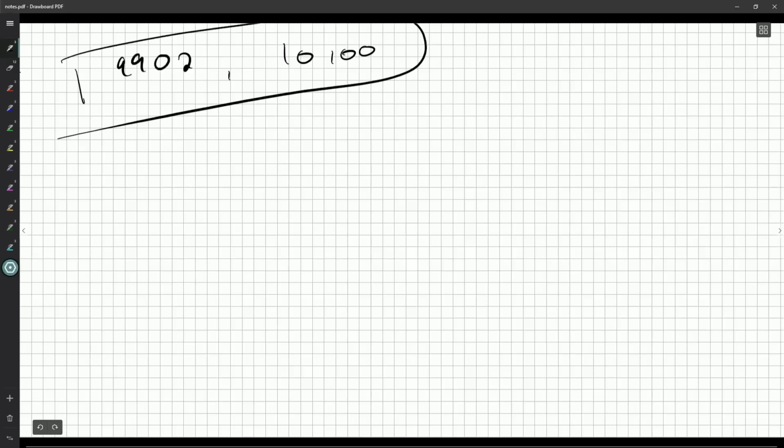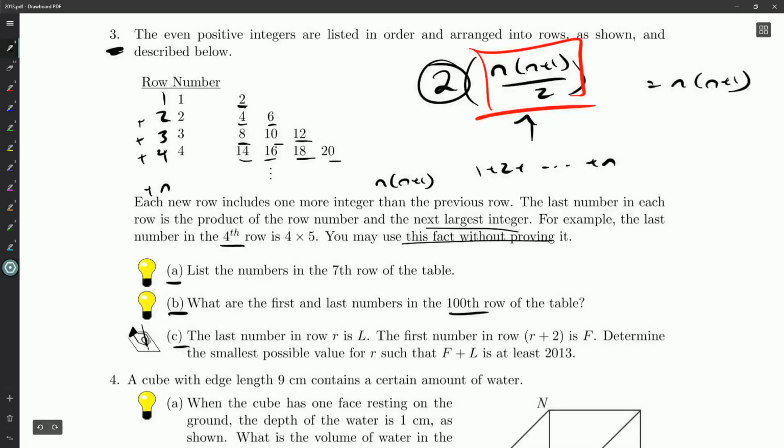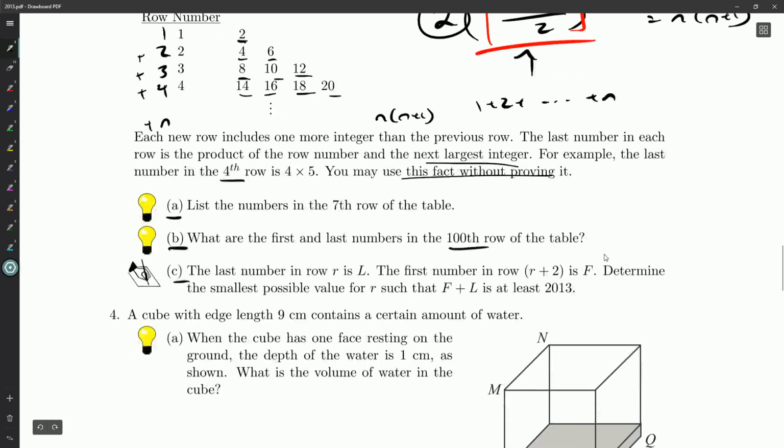There we go. Okay, now C part. So we do actually have to explain ourselves. The last number in row R is L, so it's R times R plus 1. I don't know why they wouldn't just say that. The first number in row R plus 2, so not the next row but the row after, is F. Determine the smallest possible value for R so that F plus L is at least 2013. It won't ever be exactly 2013.